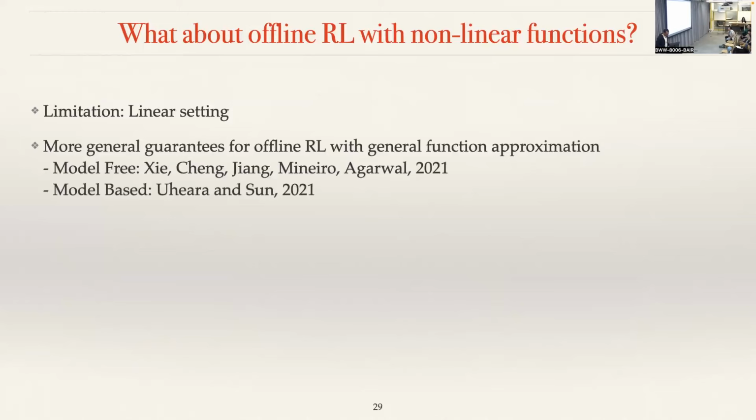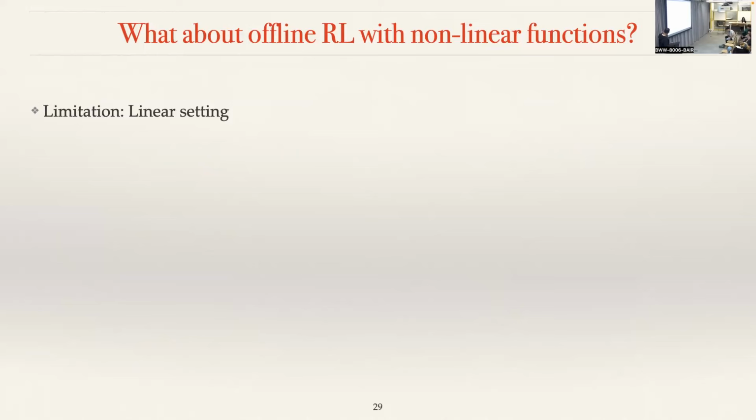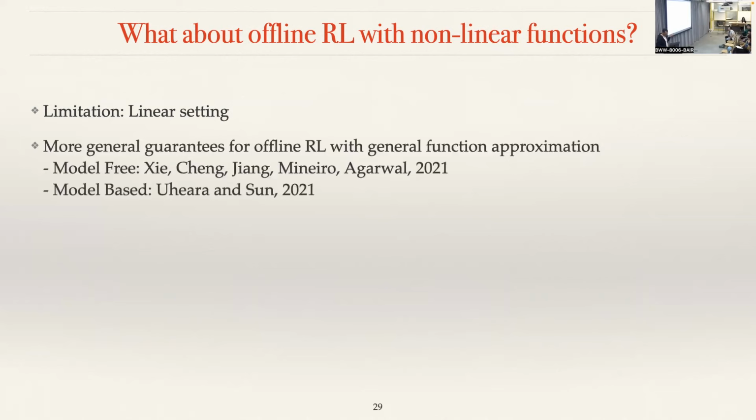Now, one limitation of this study that you've seen is that it applies to the linear setting. Of course, the question is, what happens if I use a richer set of functions, for example, offline reinforcement learning with more general function approximations, such as the ones that you've seen in class? Can we give any guarantees for those?